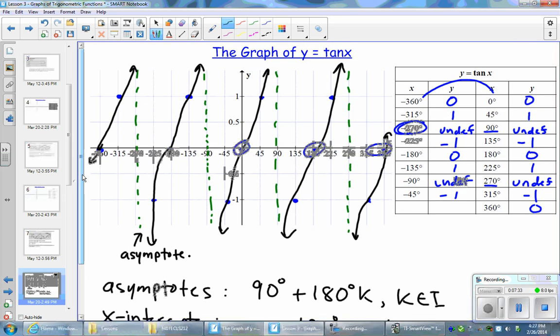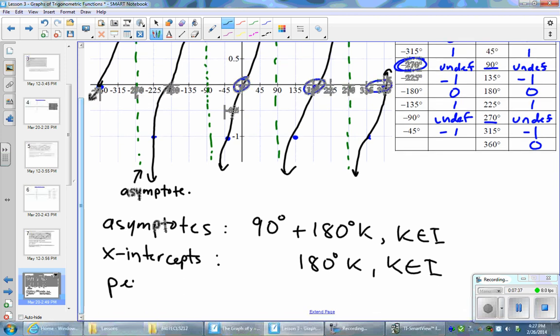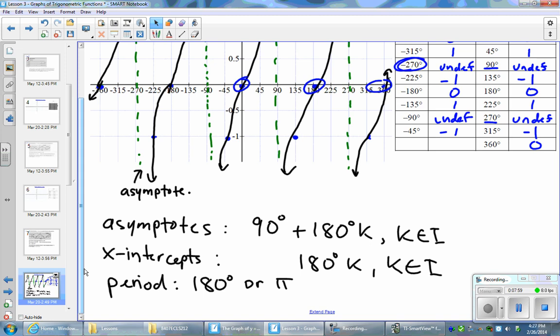It's very curvy. It's still periodic, and indeed, the last thing I want to mention here is the period of this graph. How often does it start repeating? Well, it repeats itself every 180 degrees. So my period is 180 degrees, or in radians that would be pi. Okay, so that's the period of a tan graph. It is 180 degrees, so very different from the sine and cosine graph. So that's what the tan graph is all about.